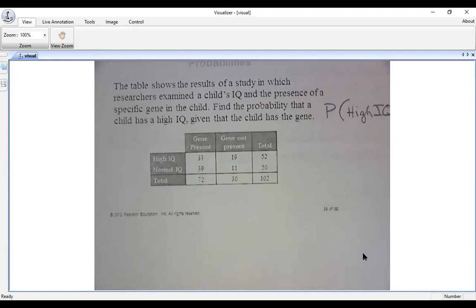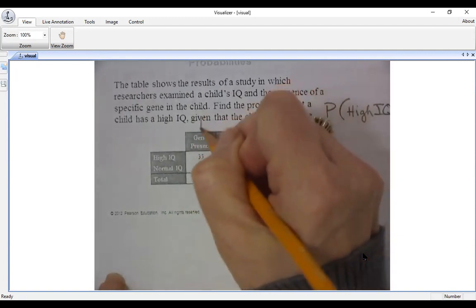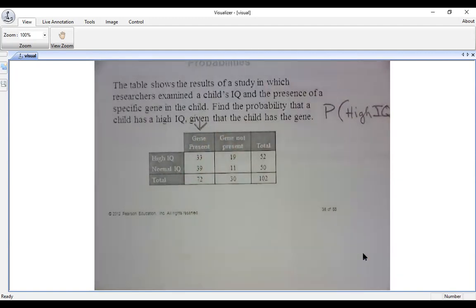Now, here's what I'm going to tell you. If you see that it has given that in there, that's telling you you're only going to use one row or one column. Now, you tell me, do I need a row or do I need a column here? What am I going to narrow things down to? A column, because what does it tell me, given that what? The gene is present. I am only interested in the people where the gene was present, because it said find the probability that they have a high IQ given the gene is present.